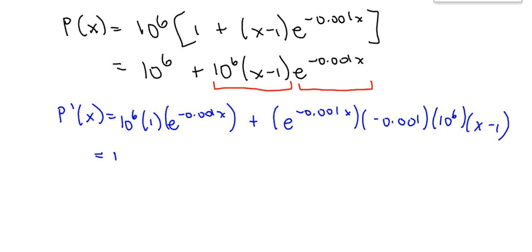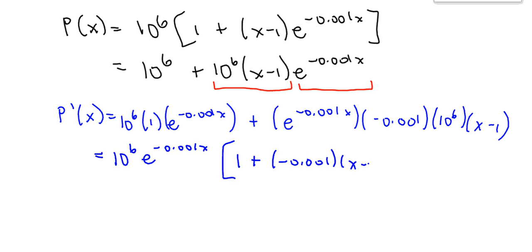So obviously I'm going to factor out 10 to the 6 and e to the negative 0.001x, and that leaves me with 1 plus, and I'm just going to leave this stuff for the moment in their brackets. So again, it's always a good idea to double check that if you were to multiply, you'd be correct. So if I take this and multiply by 1, I have the first. And if I take this and multiply it out here, I have this. Yes, yes, yes, yes. Okay.